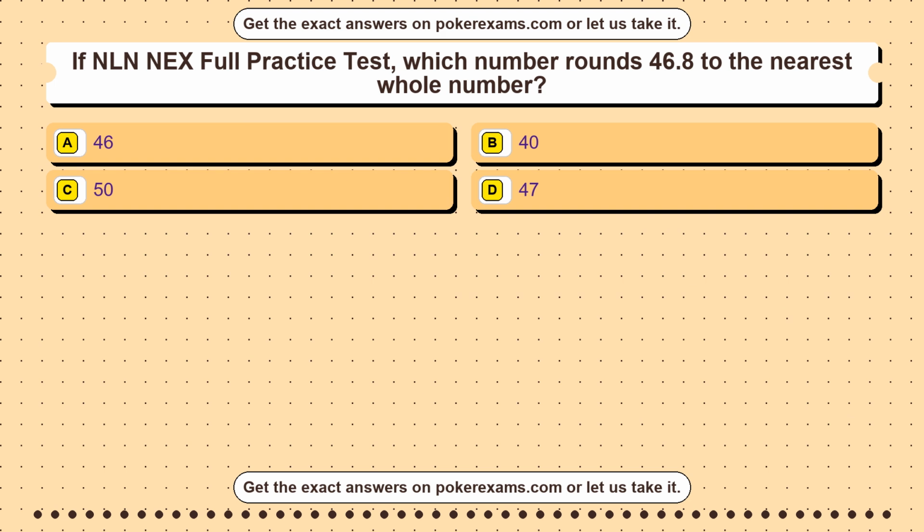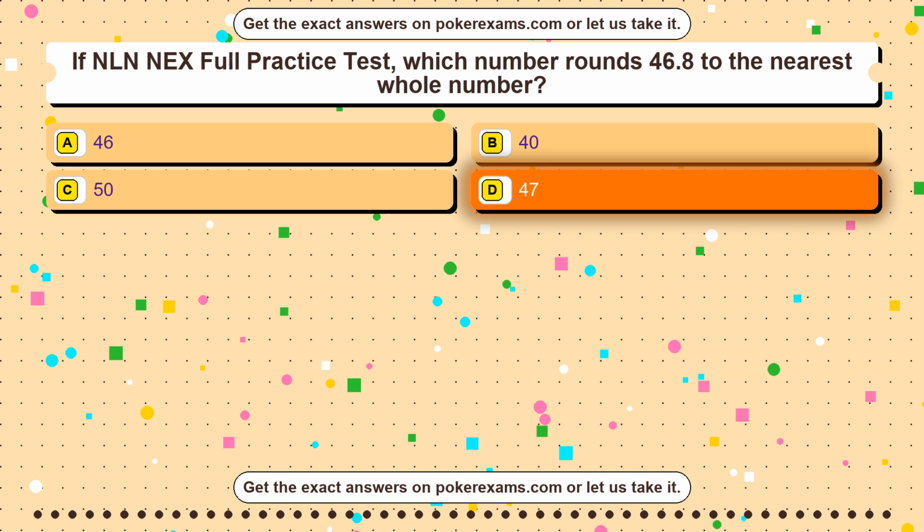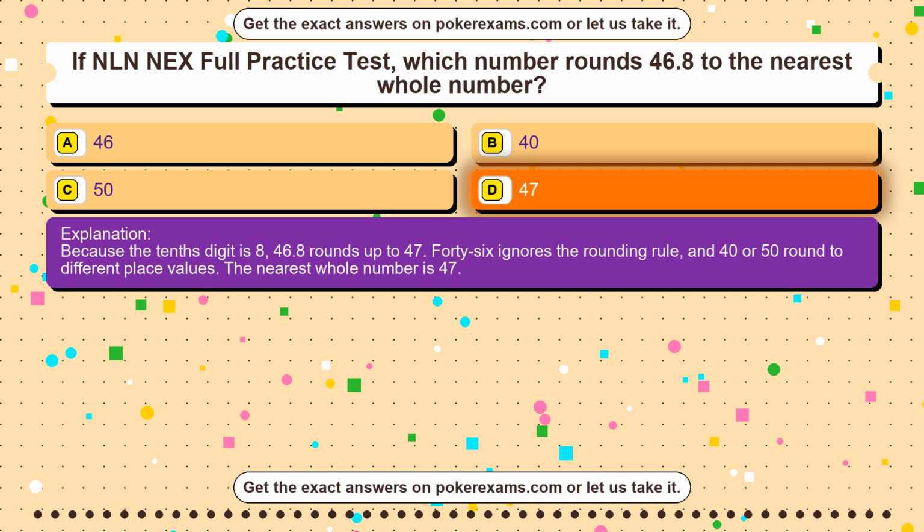Question 50. If get functions practice, which value is the perimeter of a square with side 6? Option A, 18. Option B, 24. Option C, 36. Option D, 12. The correct answer is option D. A square has 4 equal sides, so the perimeter is 4 times 6 equals 24. 12 uses only 2 sides, 18 uses 3 sides, and 36 is the area. Perimeter measures distance around a shape.